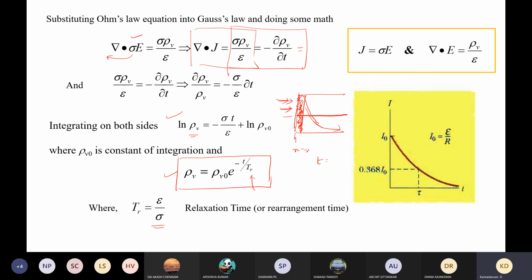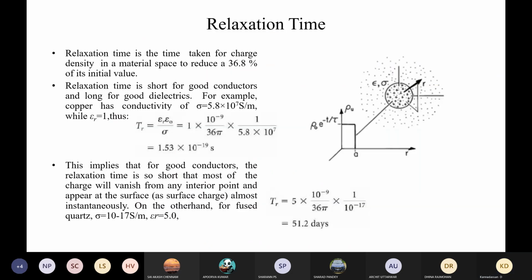So it is very important to evaluate this value. For this exponential term, when it is reduced to 36% of its initial value, we get the value of one time constant. That is what we call relaxation time. And this relaxation time is one of the very important quantities largely observed in both conductors as well as dielectric materials.